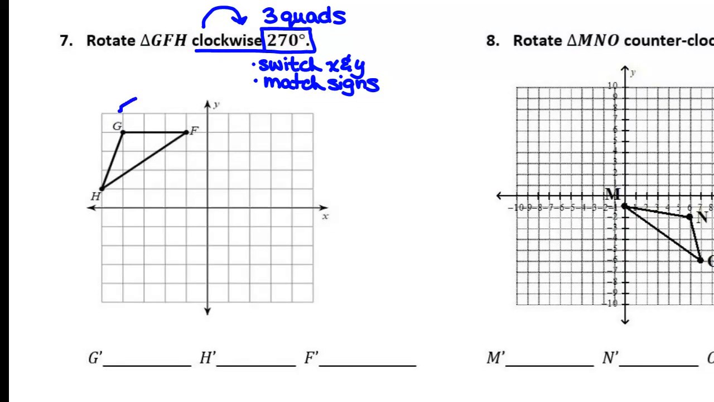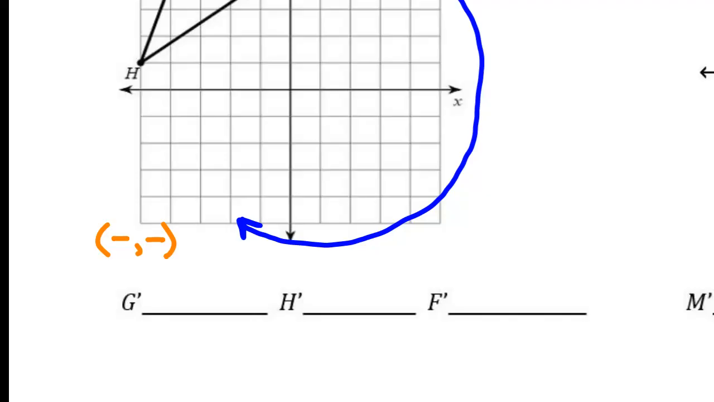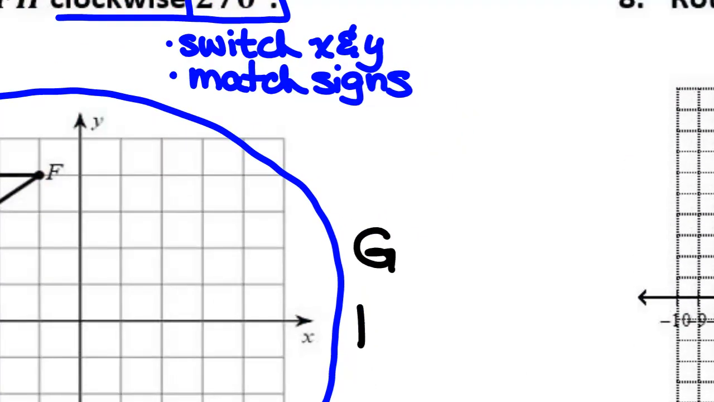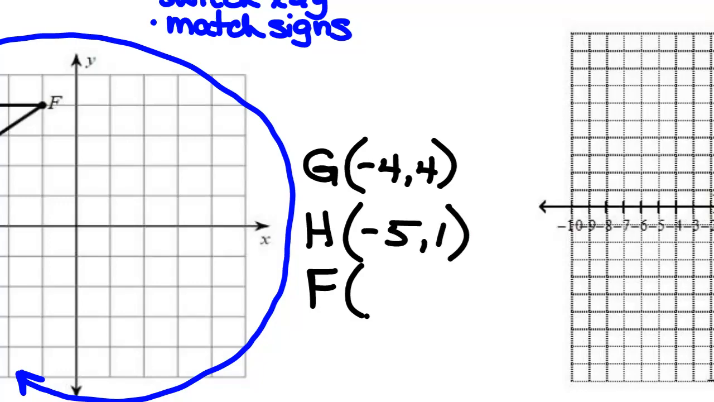So clockwise, 270 degrees, 1, 2, 3 quadrants lands me down here. Tell me about my x's and y's there, positive or negative? Negative for x's and y's or just one of them? For both, negative x's, negative y's. Let's write down the ordered pairs for G, H, and F. G, H, and F. Where's G at? Negative 4, 4. Where's H? Negative 5, 1. And where's F?